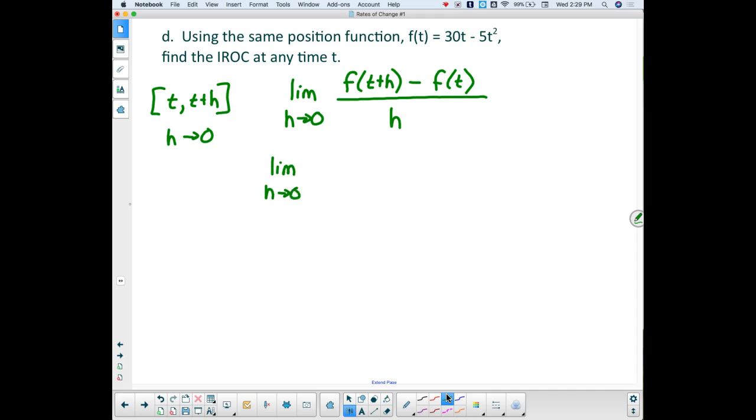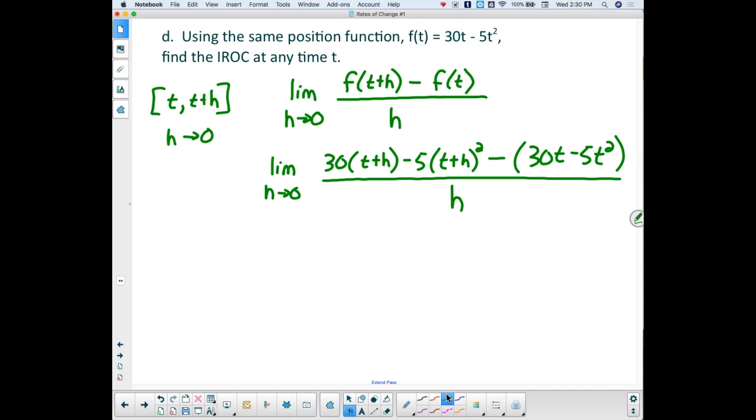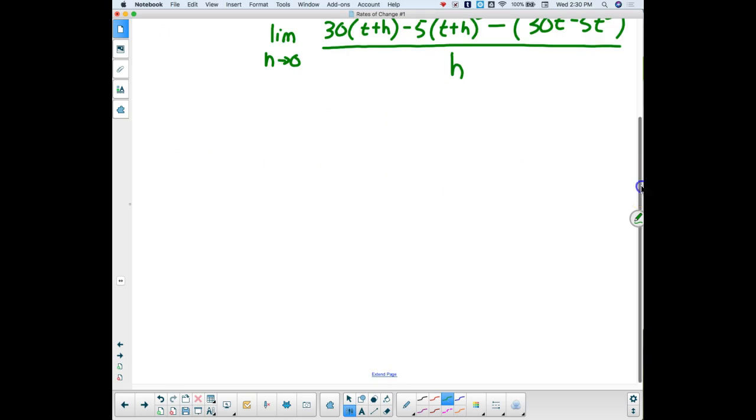So f of t plus h is going to be 30 times t plus h minus 5 times t plus h quantity squared, minus f of t, which is 30t minus 5t squared, and all of that is over h. Now we got to do some math.